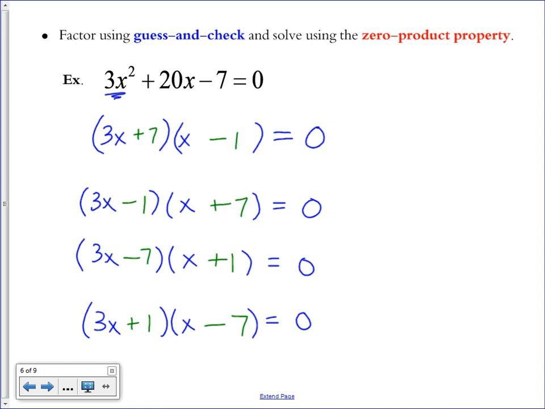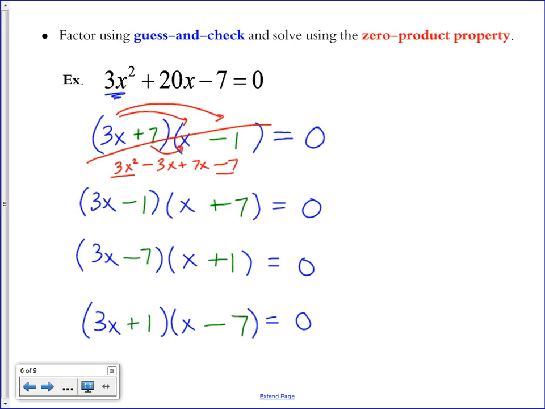If you FOIL this together, you get your 3x squared, then you get a minus 3x, a plus 7x, and a minus 7. First term came out the way I wanted it to. Last term came out the way I wanted it to. But the middle 2 terms do not add up to the 20x that I was looking for. So this one I'm going to throw away. That's not the correct factoring.